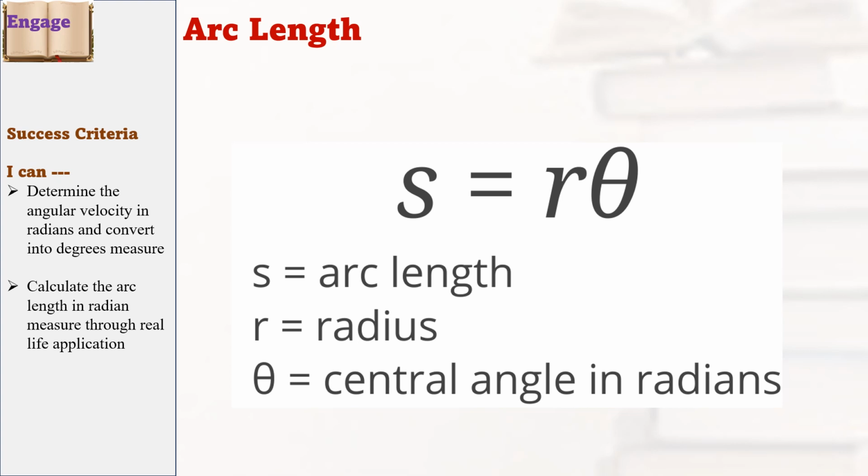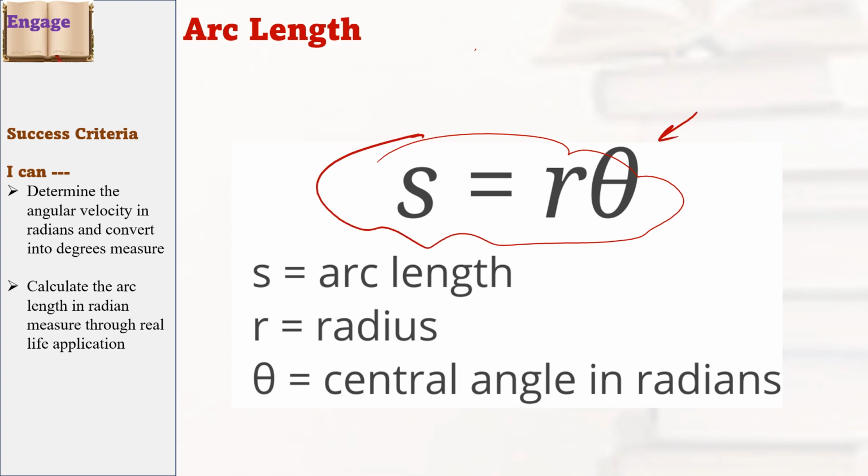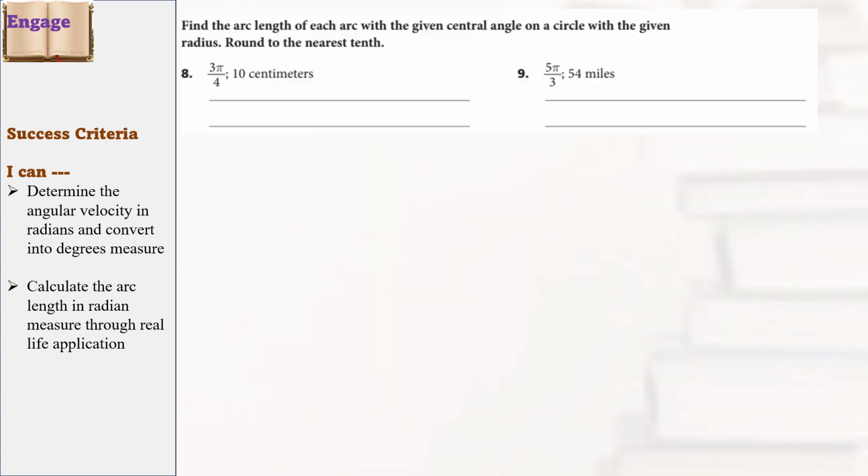Where S is the arc length, r is the radius, and theta is the central angle in radians, and this is our formula for the arc length. Make sure that theta is in radian measure.